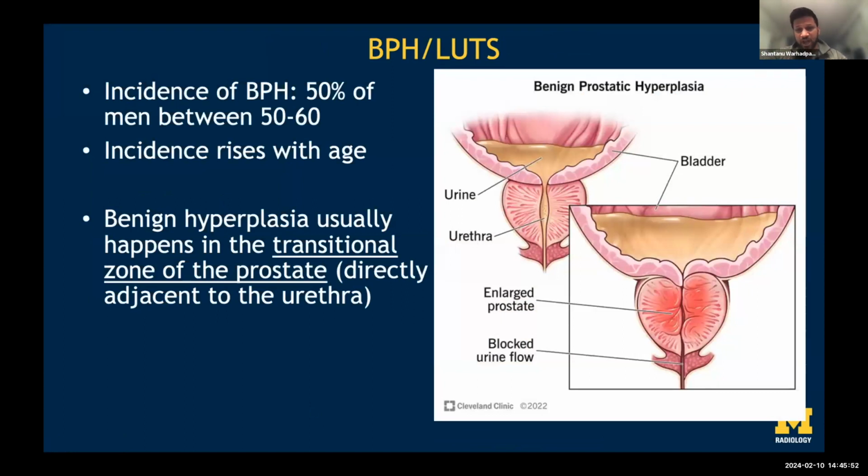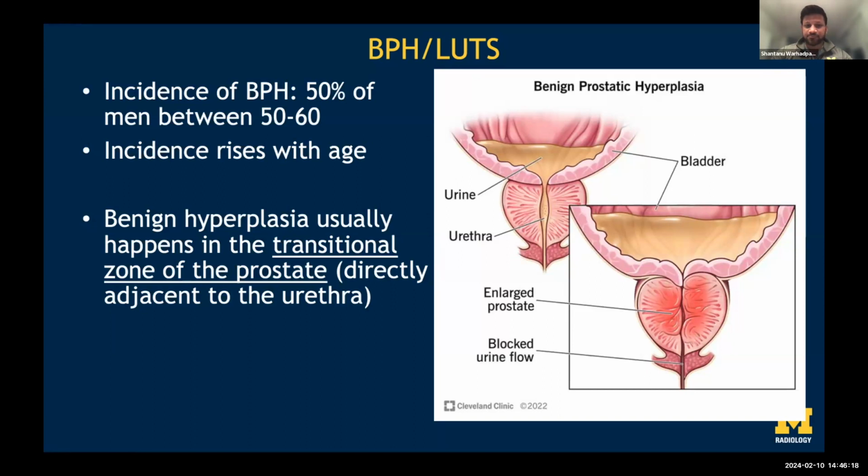So BPH is super common. It's fairly straightforward in the sense that it conceptually makes sense as to why it happens. As men get older, their prostate gets bigger. It's hormonally active, and as they see sort of a cumulative effect of testosterone over the years, the gland gets bigger. But it's benign. It's not cancerous. As the gland gets bigger, the resistance to urine flow gets more and more, and eventually they start having lower urinary tract symptoms.